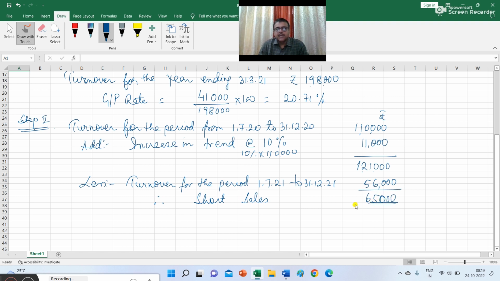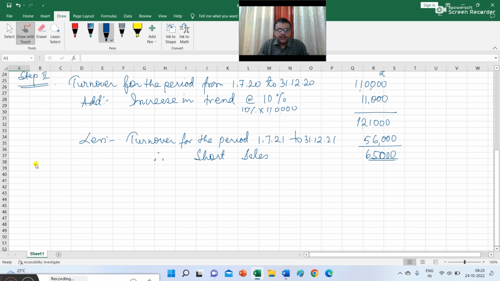So what we have done in step 2. Turnover for the previous year during the period of dislocation, that is from 1st July 20 to 31st December 20, is given as 1,10,000. Now in this year there is a trend of increase of 10%. So we have considered that the sales during the current year would have increased by 10%, and the expected sales from 1st July 21 to 31st December 21 would have been 1,21,000, but the actual sales happened to be 56,000. So your amount of short sale is 65,000.